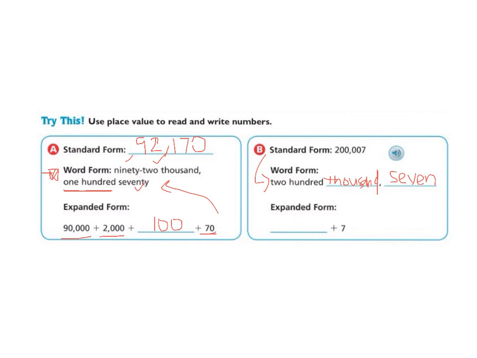Now in our expanded form, we know that 7 is only worth 7 because it's in the ones place. But we have another digit in there. It's the 2. And we want the value, how much that 2 is worth. So that 2 is worth 200,000. Now because all of the other numbers in our number are zeros, we're all done.